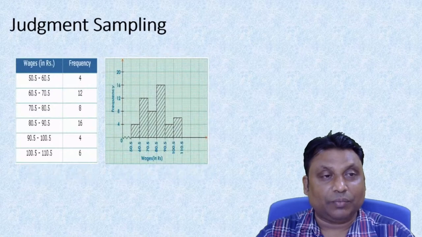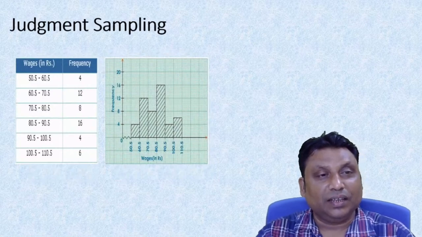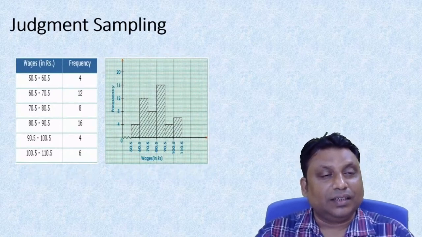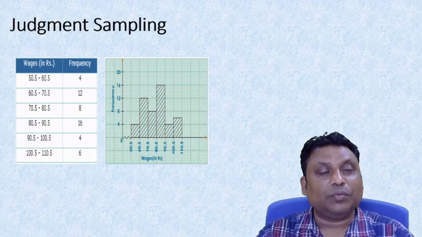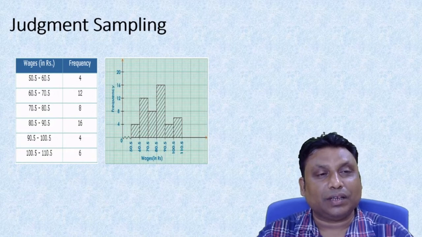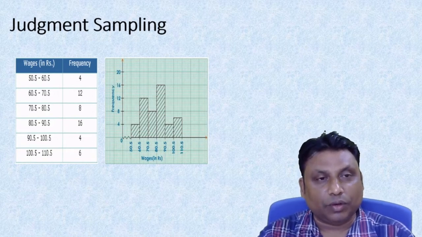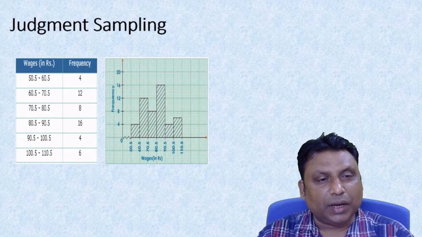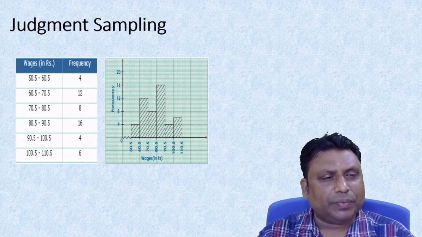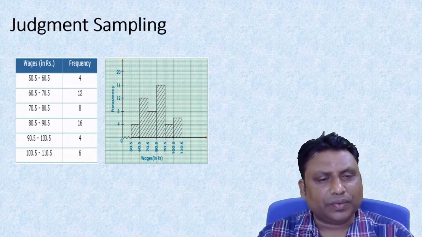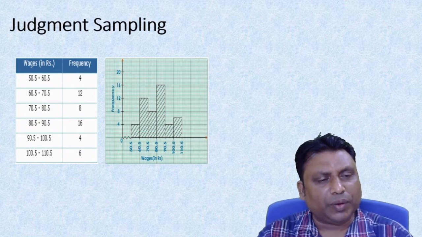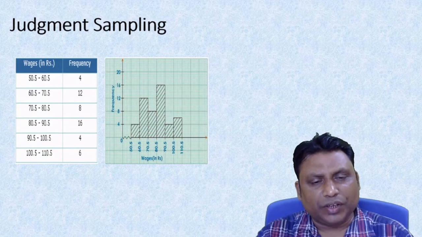Like that, I am giving another example: wages and frequency. Wages are given as 50.5 to 60.5, 60.5 to 70.5, 70.5 to 80.5, 80.5 to 90.5, 90.5 to 100.5, and 100.5 to 110.5. So in here what happened?